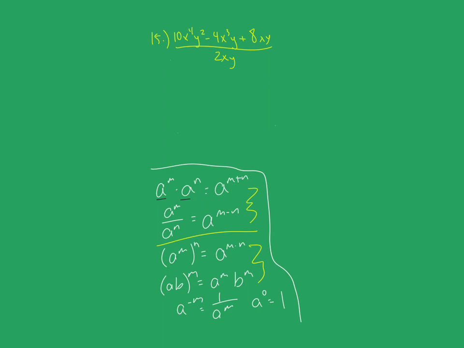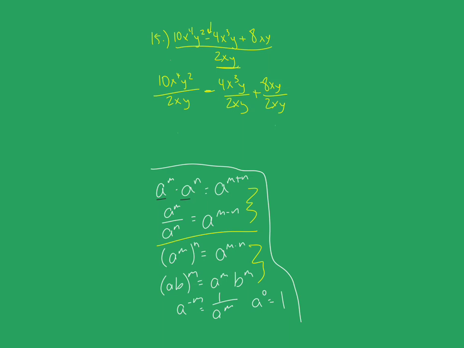All right, so 15, a very similar concept, except you have 3 parts on top. So you have to split up the 3 parts and use 3 denominators. So you have 3 numerators, and I'm going to turn this into 3 different fractions and write that denominator 3 times. So the first thing I'm going to do is write the first one, 10x to the 4th y squared, all over 2xy. Then I put minus because there's a minus sign right there, 4x cubed y all over 2xy. Then we put plus 8xy all over 2xy.